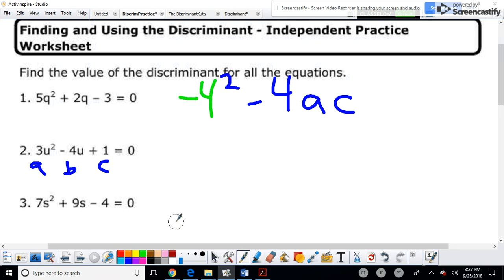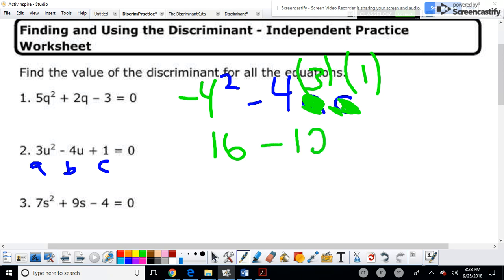Take out the A. I want to move a little faster here. Take out the A, put in a 3. Take out the C, put in a positive 1. Multiply that out. You got 16 minus 12, and that equals positive 4.